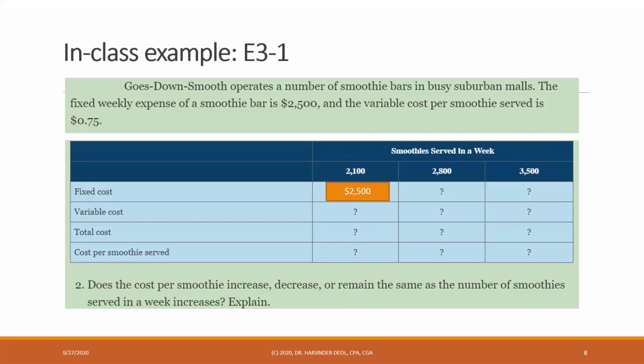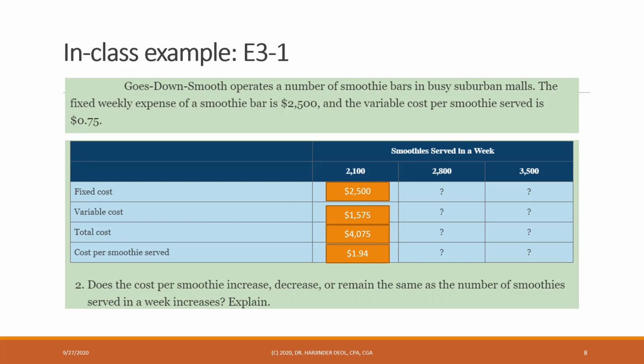Your variable cost per unit will be the same, so 75 cents per unit, but multiplied with the activity level of 2100 units gives us a total variable cost of $1,575. So your total cost is the total of your fixed as well as your variable cost. So 2500 plus 1575 gives us total cost of 4075. Now, if we take that total cost and divide that by the activity level, which is 2100 smoothies in this case, your cost per smoothie is $1.94.